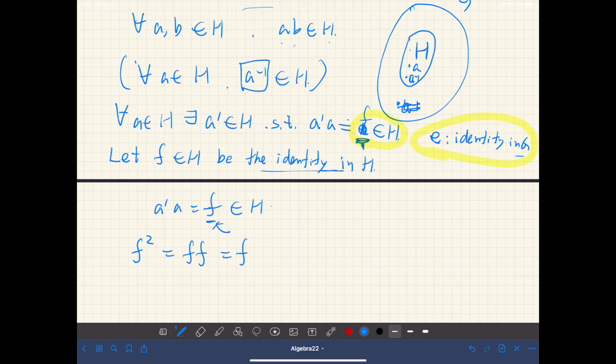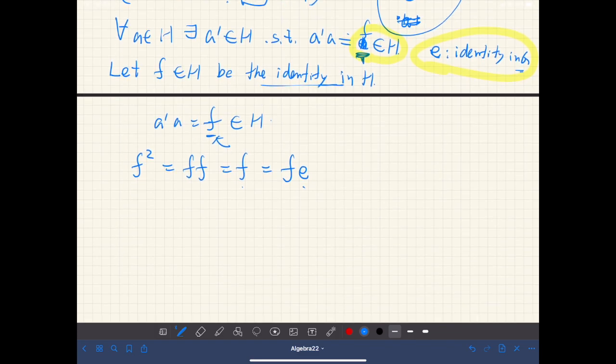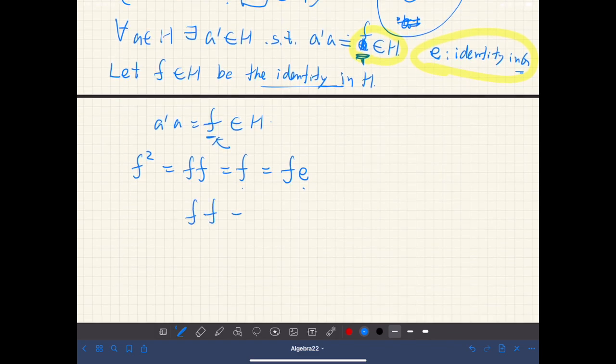And as F is also an element in G, this is equal to F times E, since E is the identity element in G. So after all, we have F times F equals F times E. But since F is an element of G, there is F inverse in G, right? So if we multiply F inverse from the left, then we have F equals E.